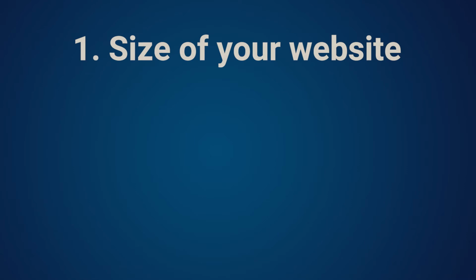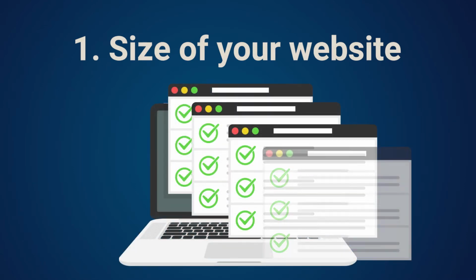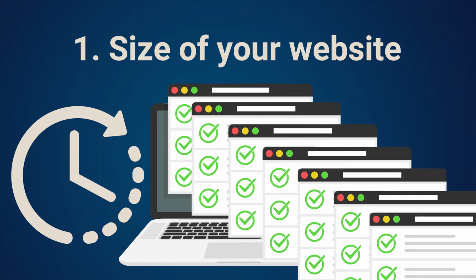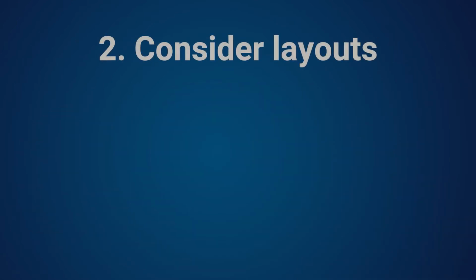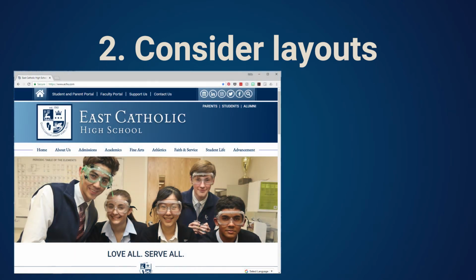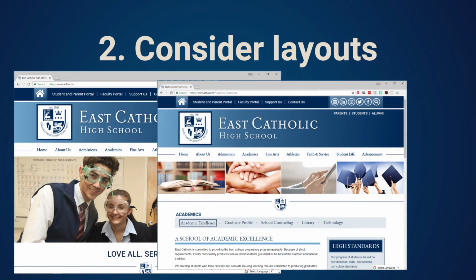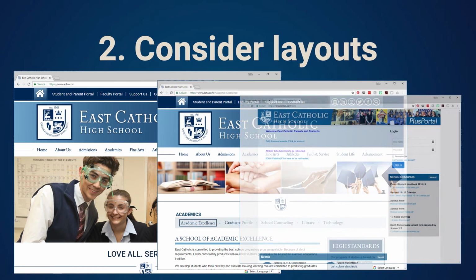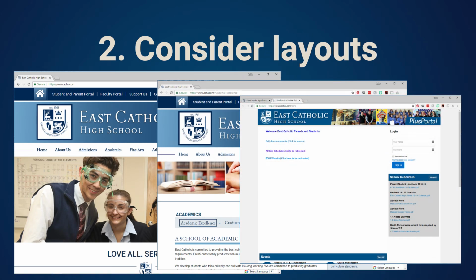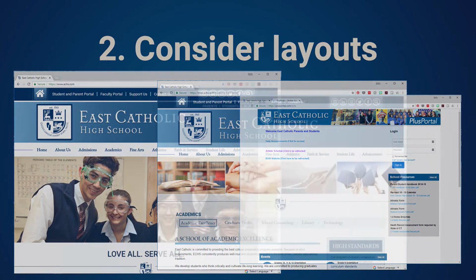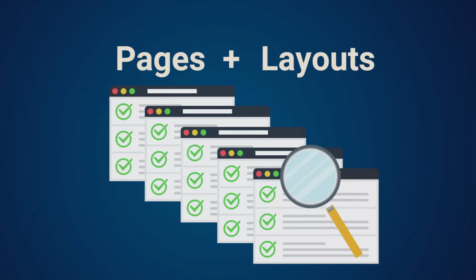First, we take into account the size of your website. Basically, the more pages you have, the more time it will take to review them. Second, we consider the various layouts included in your website. For example, home pages and subpages are typically different layouts. In addition, many websites include a portal to provide secure information. Reviewing these pages is often like reviewing a completely different website. Considering the number of pages, along with the number of layouts, will help us determine how big our selective sample needs to be in order to provide an accurate report of barriers.